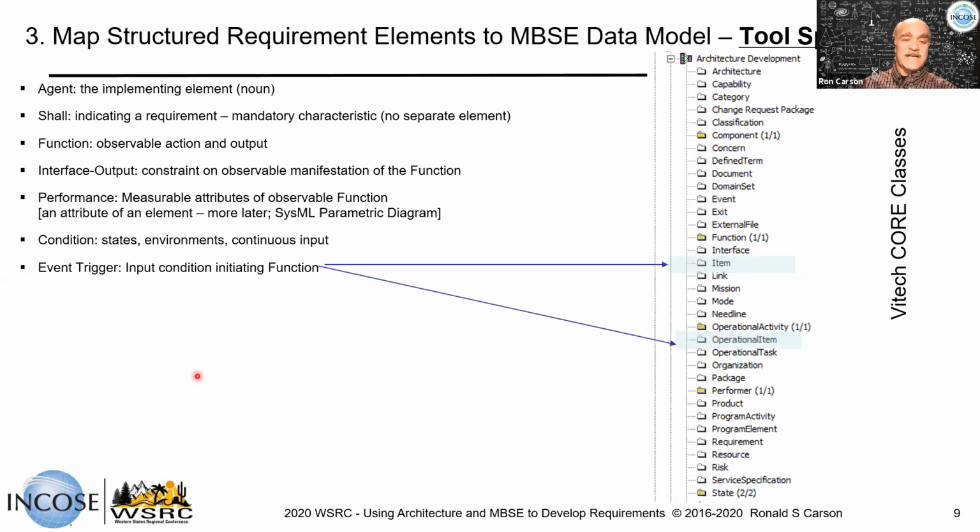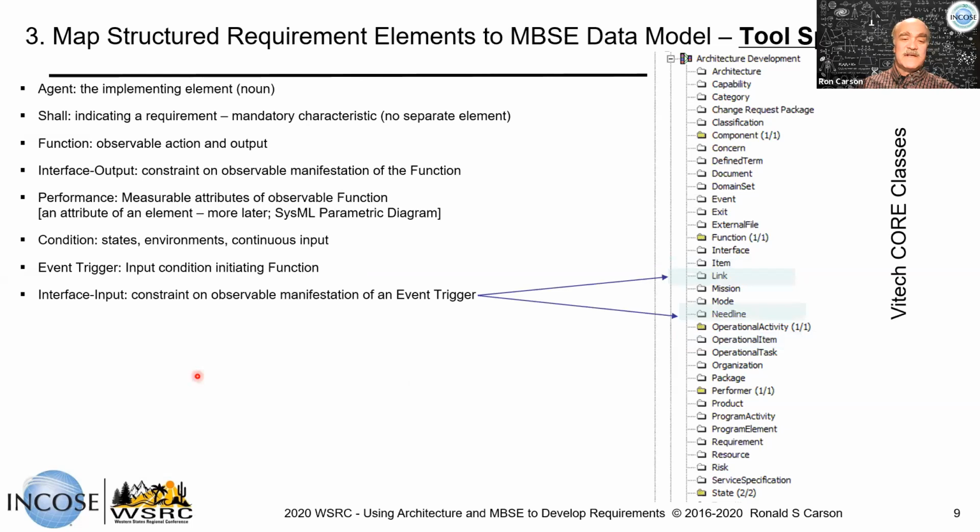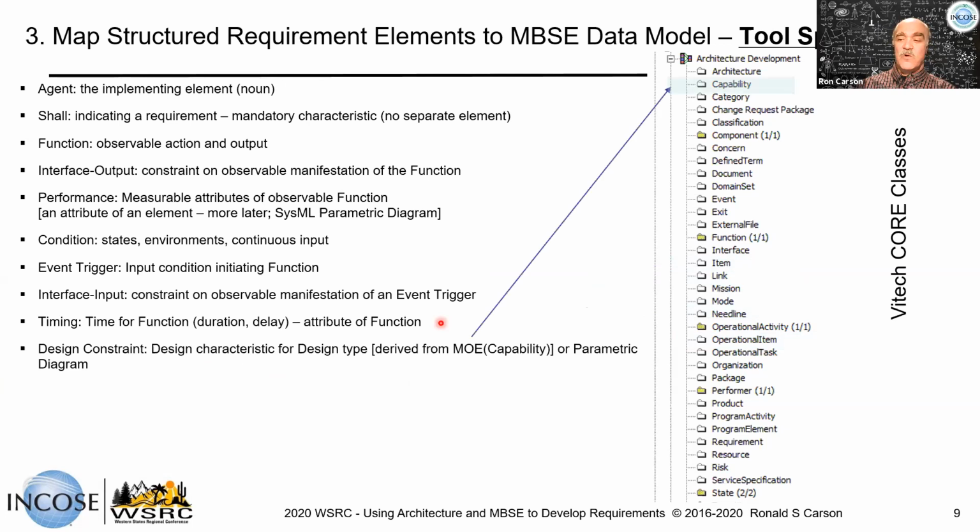The event trigger has an interface input constraint, again represented by the need line in the operational perspective or the link in the system perspective to capture the interface constraint. The timing, which is a how fast performance attribute or with what kind of delay, is also an attribute of the operational activity or function, and I'll discuss this later. The design constraint was a challenge to figure out where that might be. It's a little harder to address. I'll get into that in more detail.